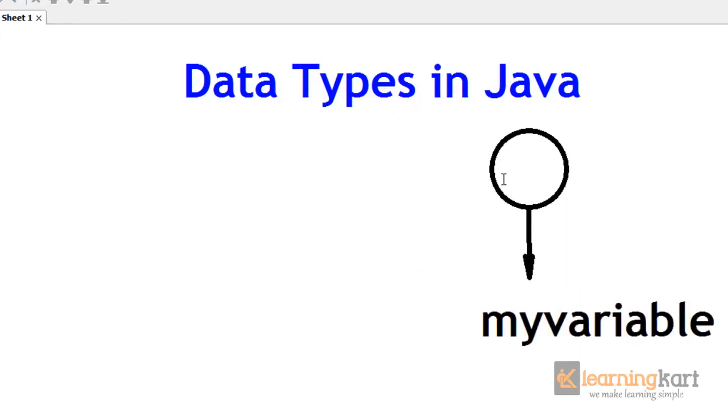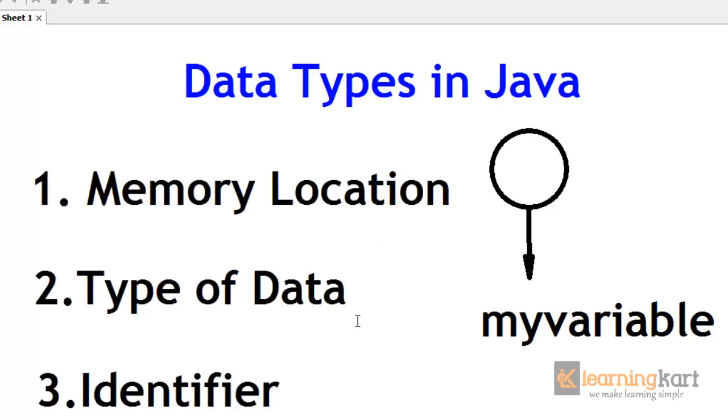So we have a memory location where some data is stored, and we refer to this data with some name that we call an identifier. So for any variable that you have, you need to know three things. For any data to be stored, we need a memory location where the value is stored. We need to know what the type of data is, because the memory allocated will depend upon the type of data. And third, we need an identifier to refer to the variable. We need some name which we use to refer to the variable.